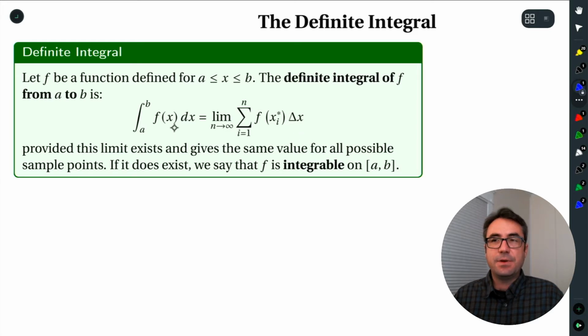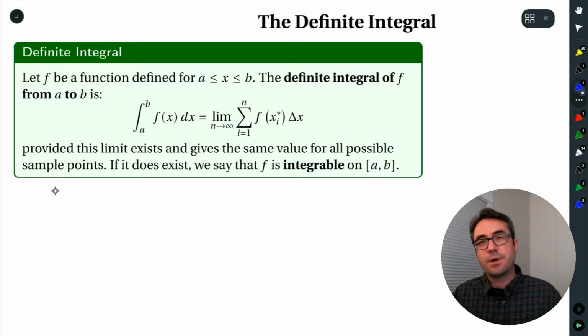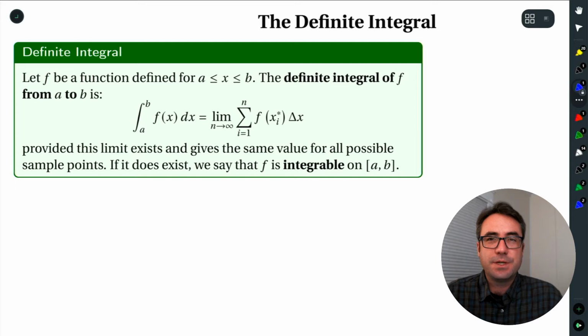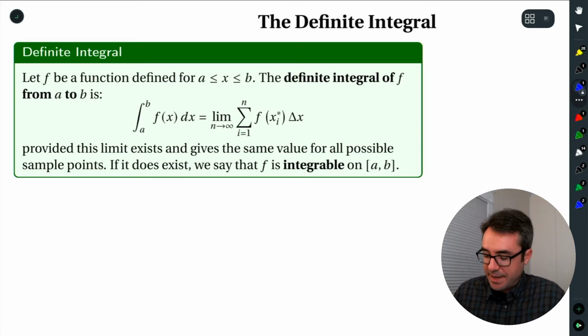This definite integral exists provided this limit exists and gives the same value for all possible sample points. So left endpoints, right endpoints, midpoints, or anything chosen at whim. For all sample points, we get the same value when we take these limits of Riemann sums. And if this limit does exist, then we say our function f is integrable on that interval from a to b.